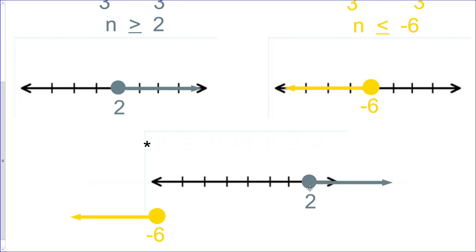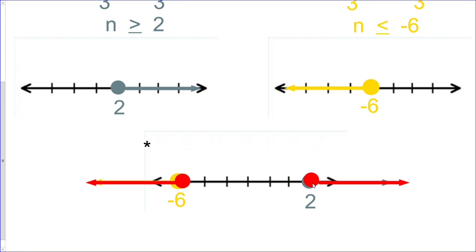So we've got n is greater than or equal to 2. We have n is less than or equal to negative 6. And the solution would be both of these, okay, because this was an or, so if the number is less than or equal to negative 6, it's a solution. Or if the number is 2 or greater than 2, it is also a solution.